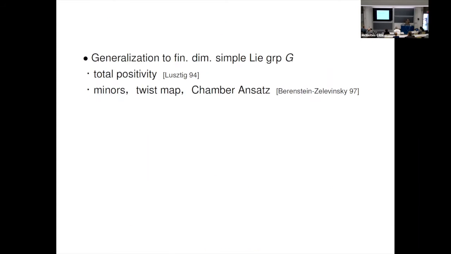Then, up to now, I'm only talking about the case of A type, A_n. So in matrix, it is GL_{n+1}. But this setting can be generalized to general finite dimensional simple Lie groups, G. So the notion of total positivity was introduced by Lusztig, and the notion of minors or twist map or chamber ansatz used in the case of A type was introduced by Berenstein and Zelevinsky themselves soon after the paper.